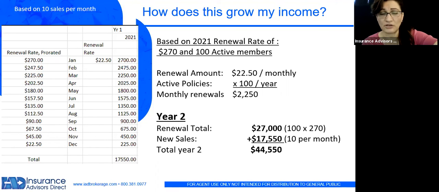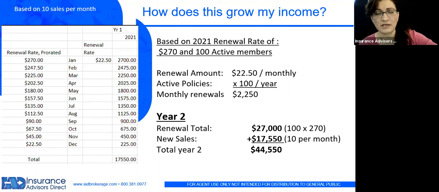So something to keep in mind, you will get prorated depending on when you write them, and some of the carriers will pay you full, but for the most part, it's prorated. Now, what I'm showing you is if you were to write 10 policies a month, that's the total on the right. So if you wrote 10 times $270, you have $2,700. And so forth, right? 10 policies at $247, now you have $2,475. That's your income that you're getting per month.